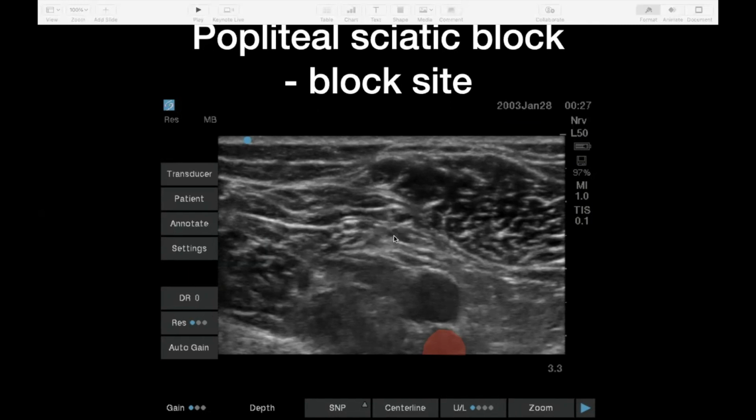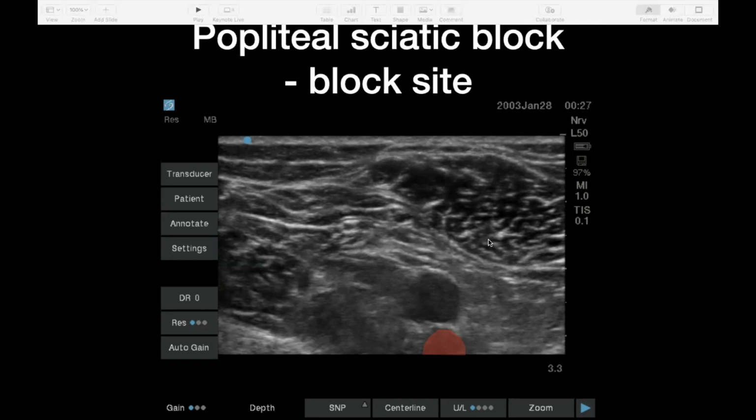If you block higher up where it's still one nerve, it's such a big thick nerve that it takes a long time for that local to kind of diffuse in and for the block to come on. So ideally blocking them when they've just about separated is going to be more effective and a bit quicker.